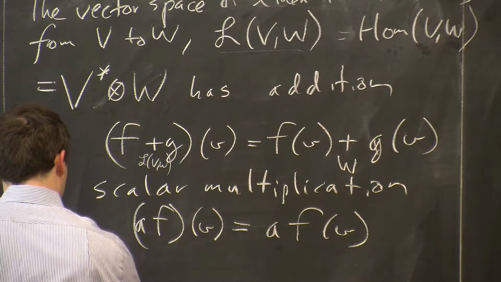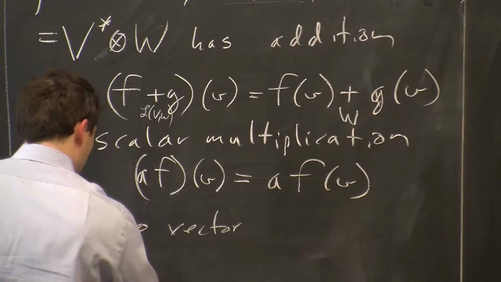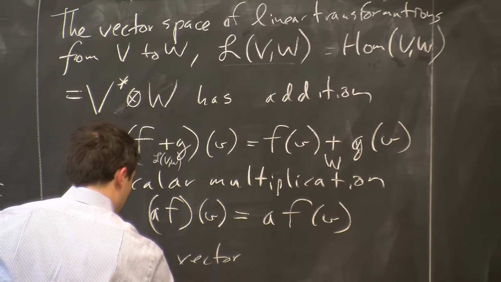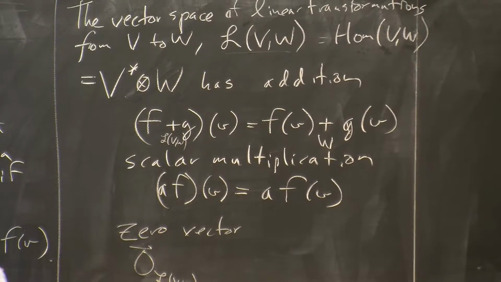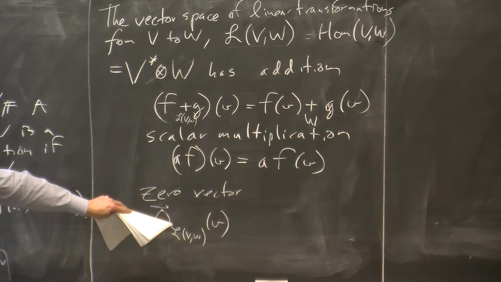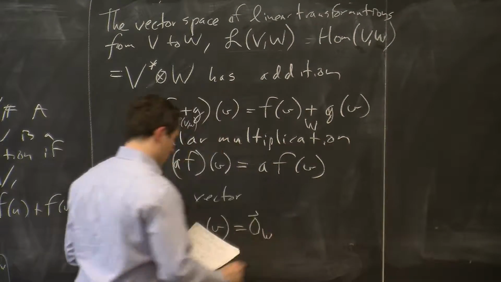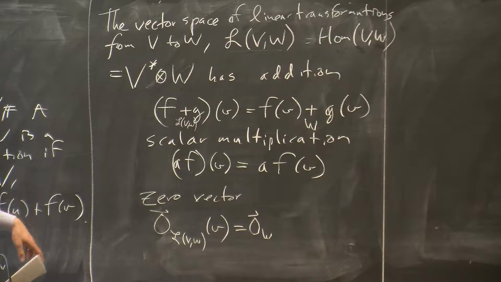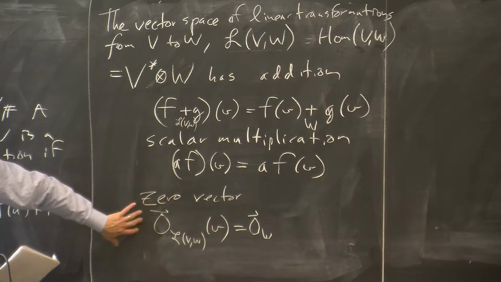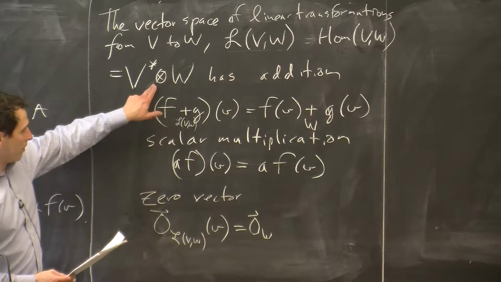And then we had a zero vector, which, like every other zero, is denoted by 0. If we want to decorate it, we can put the name of the vector space down here. That was the vector, as we figured out in class, that simply eats any vector and always spits out 0. And this 0 would be the 0 in W. And you can show, as I ask you to in the homework, that this plays the role of the zero vector. That is, it's the additive identity in the vector space of linear transformations.